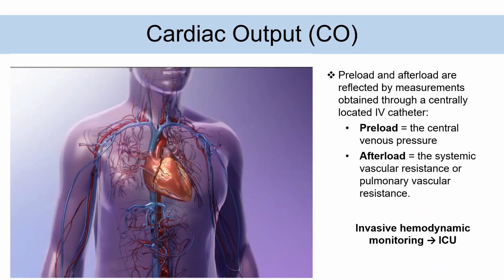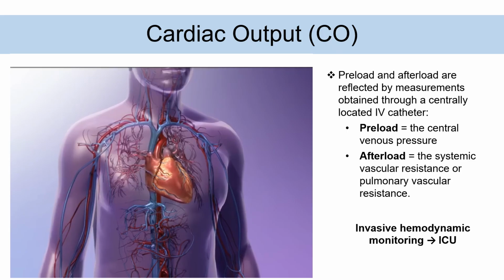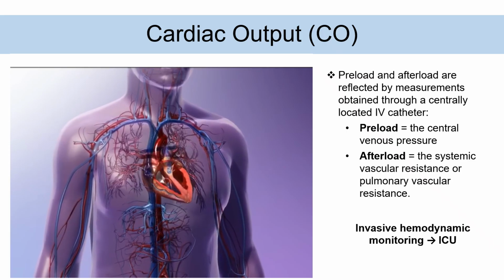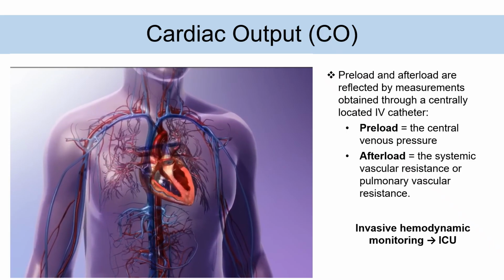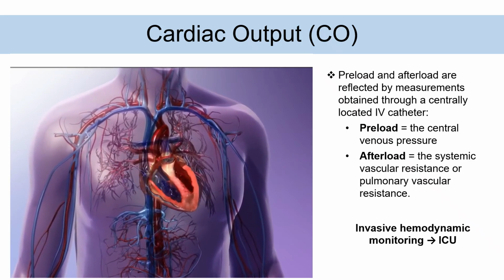Okay, so cardiac output. Preload and afterload are reflected by measurements through a centrally located IV catheter. This is for patients who have invasive hemodynamic monitoring. We can actually get measurements of what the actual preload and afterload is. And this would be done, of course, in the intensive care setting. With each contraction of the ventricles, blood is pumped out of the heart. Stroke volume is the amount of blood a ventricle pumps out in one contraction.